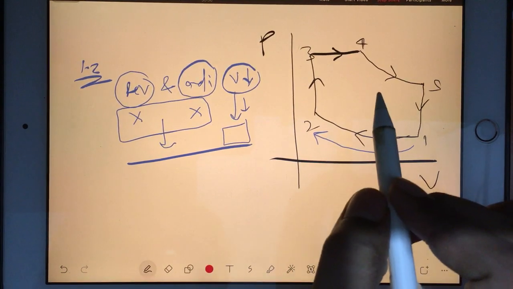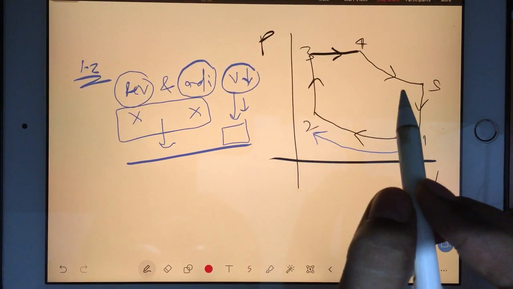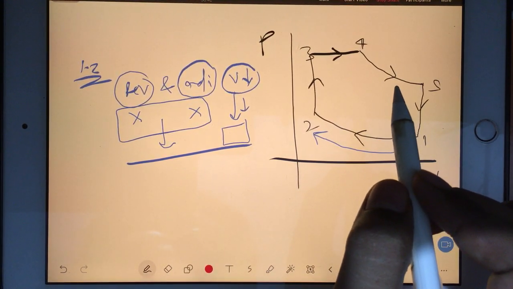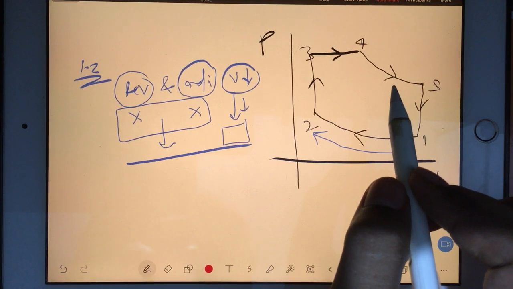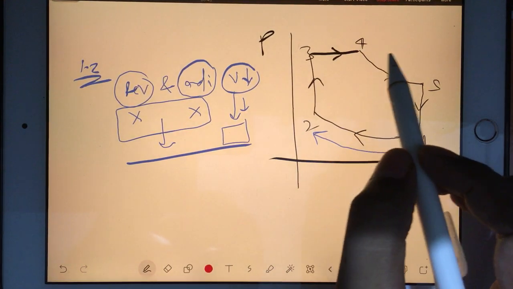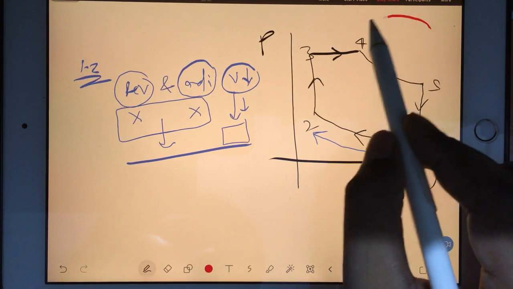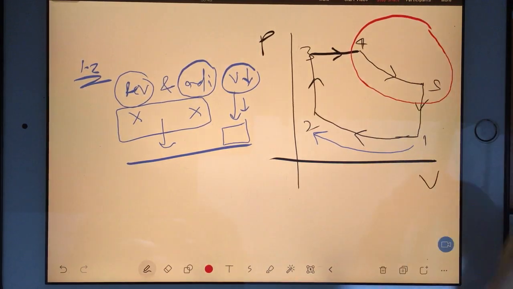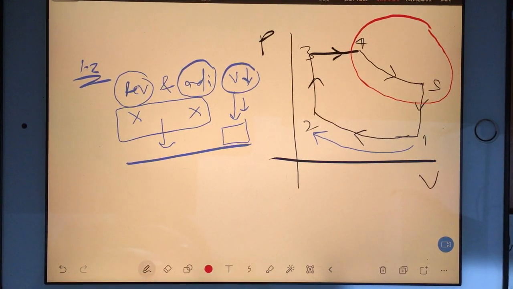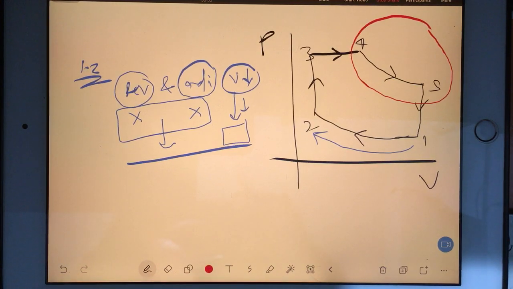Any doubt in this? Confidence level high? Very good. Now, suppose I am asking what will be the process name for 4 to 5? Gaurav, try again.